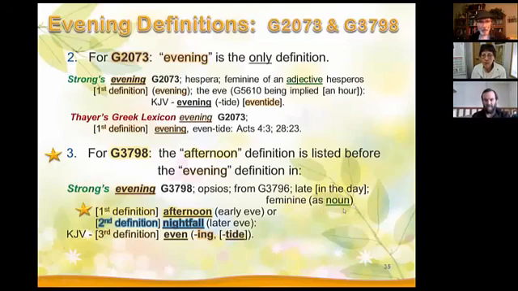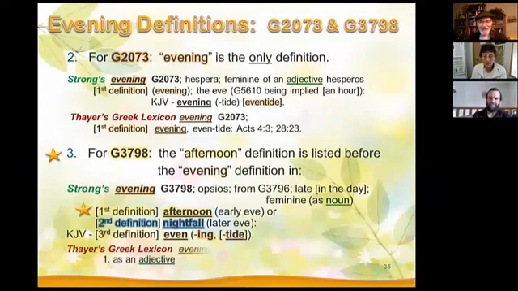I have not been able to break this open yet, but this evening is used as a noun. 2073 appears to be used as an adjective. Now this is where you'd have to go into your verses and see if 2073 is always an adjective. I have not done that. But the interesting part to me was that 3798 has the very first definition as afternoon in the Greek. And the second definition for evening is nightfall. And then by and by, they finally give the third definition as evening. I found that very interesting.